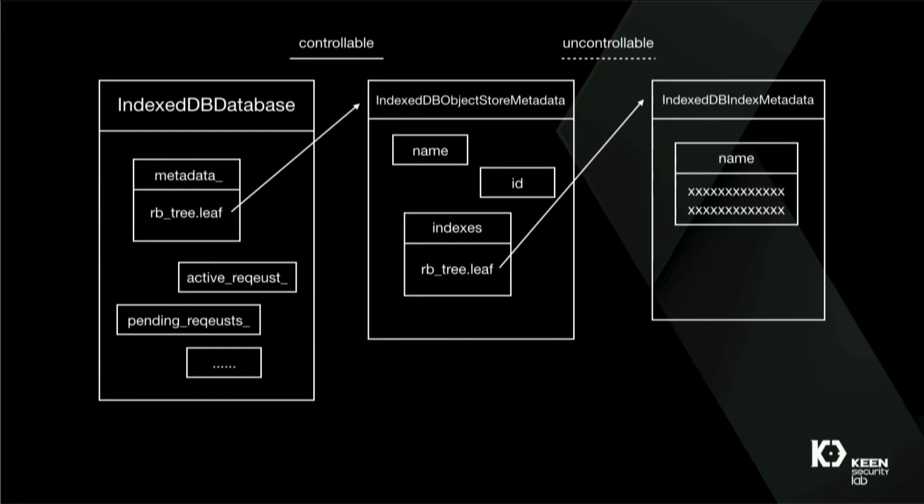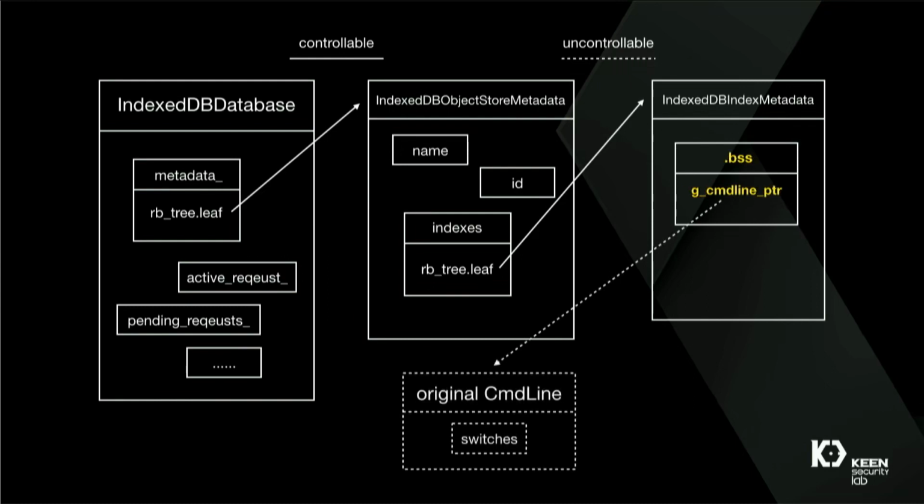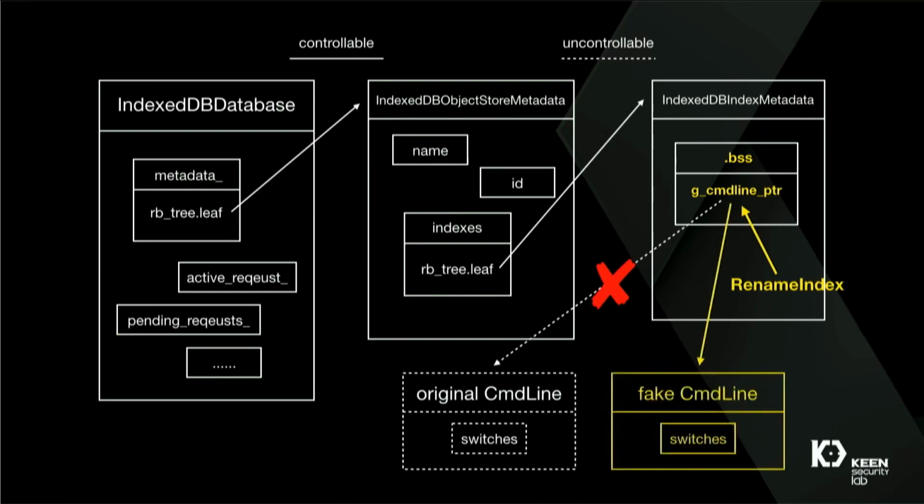Let's see the diagram of the objects. Notice that everything in the graph is controlled by us, and we can modify the index name through IPC. Because everything is in control, we can set the index metadata to the address of a global command line pointer, which is in BSS segment. At the beginning, the pointer points to the original command line, which we cannot control. And then we use rename index to change the pointer and point to our fixed command line object. So now we can control the command line of the browser.